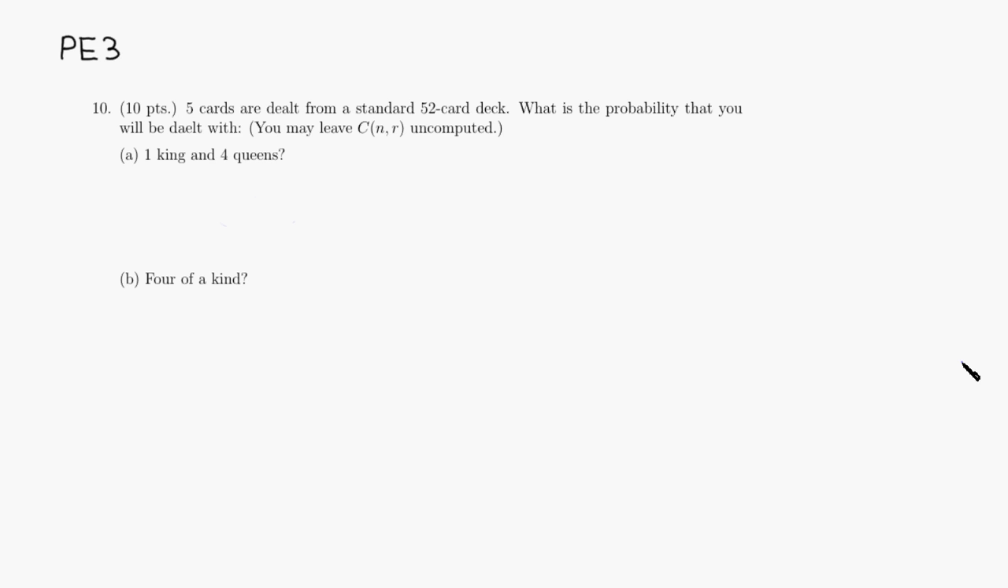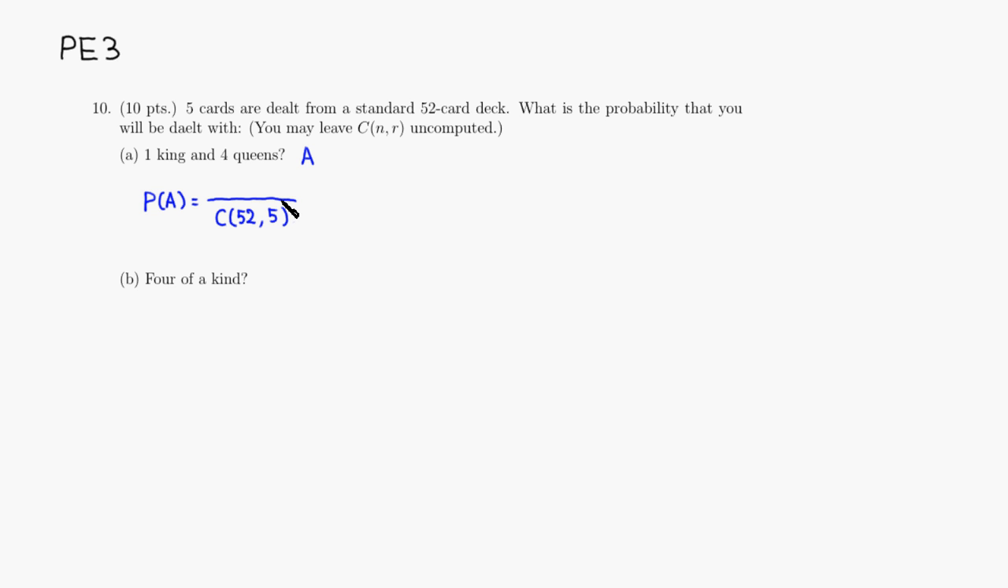All right, so part A. I'm going to call this event A. Let's try to find the probability of event A. We have to count the number of ways to be dealt 5 cards. So we have a combination: there are a total of 52 cards, and we have to pick 5 cards from them. This is the total number of 5-card hands.